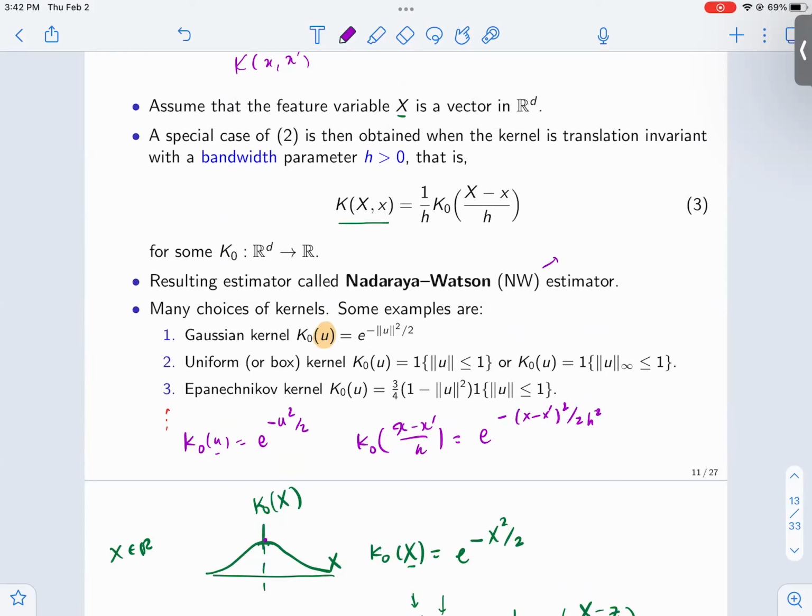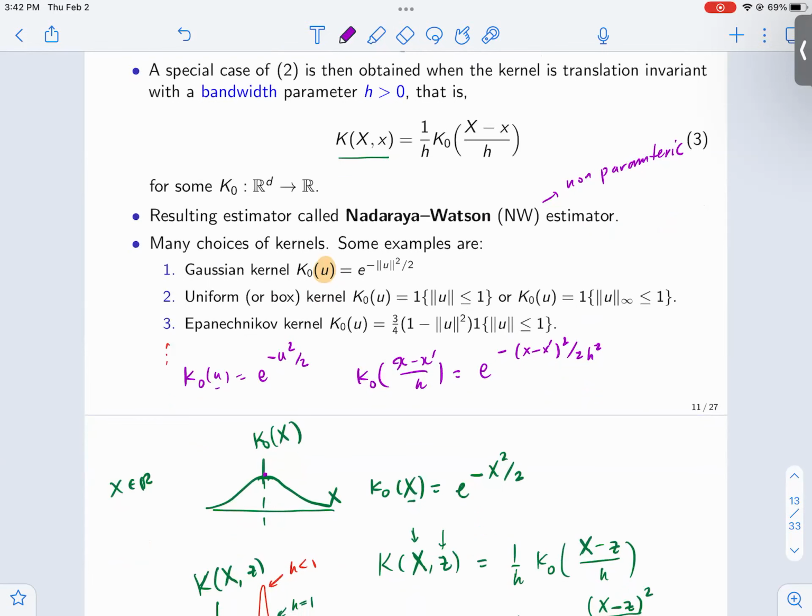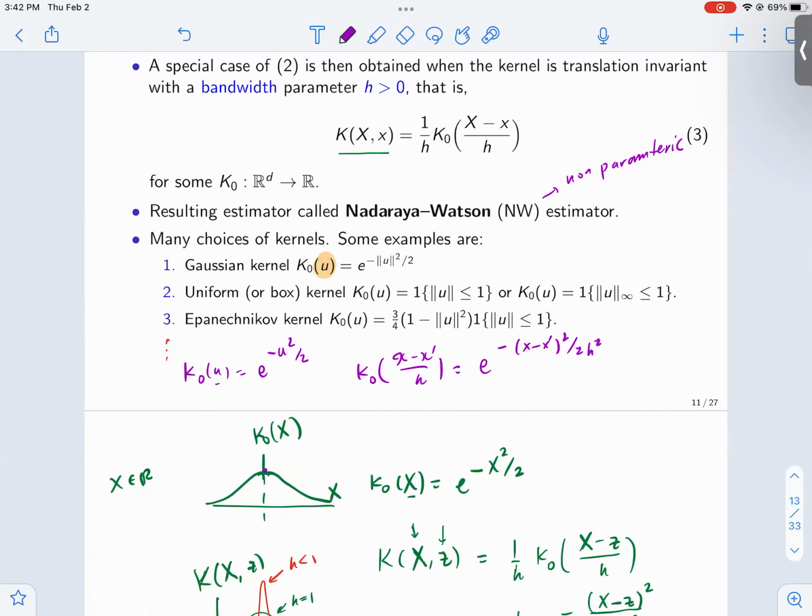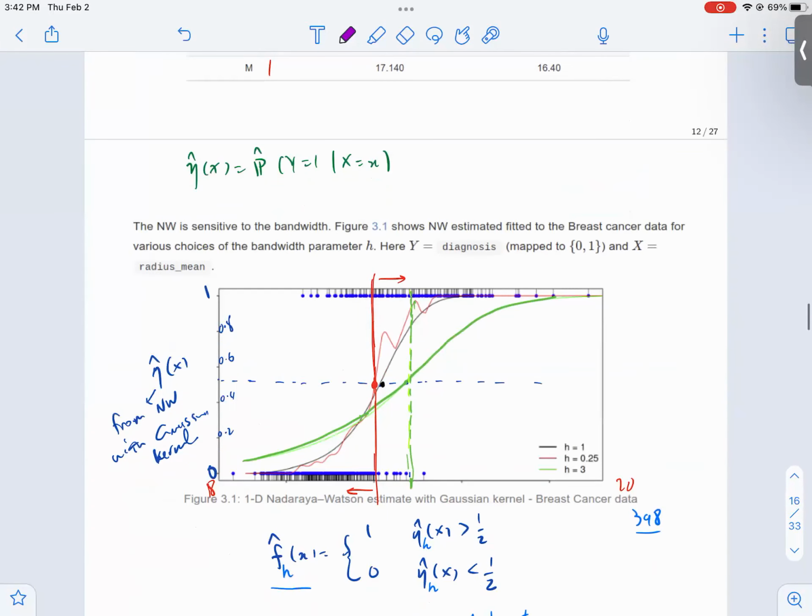So this is going to be a non-parametric estimator. We'll see, in contrast to parametric estimators, for example, logistic regression is parametric. This gives you a non-parametric estimator. Basically, it doesn't assume any shape for the regression function. So you're not a priori assuming that this regression function goes from 0 to 1. We didn't assume that. It just came out like that.